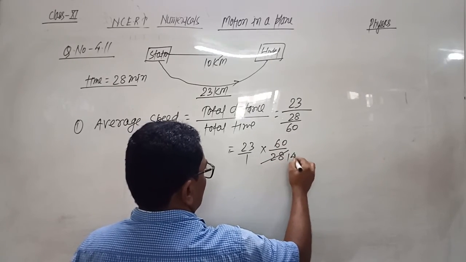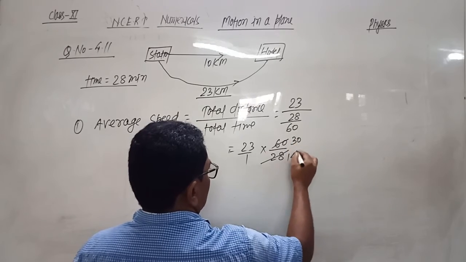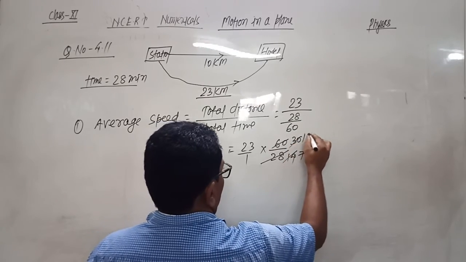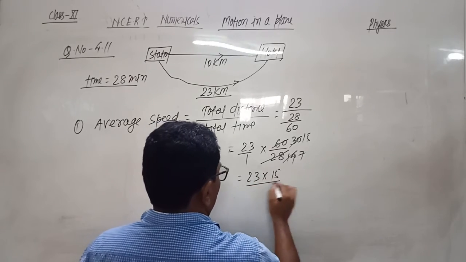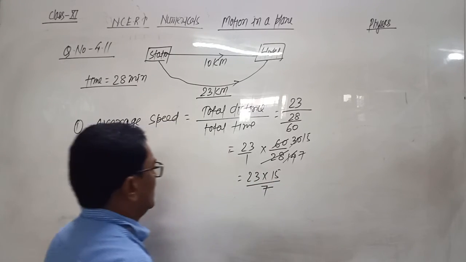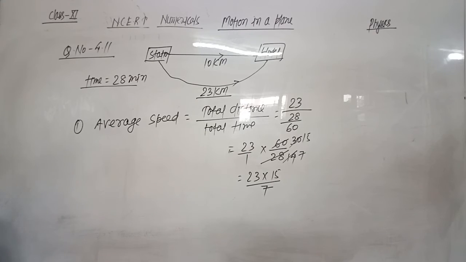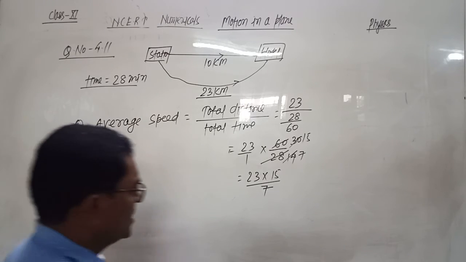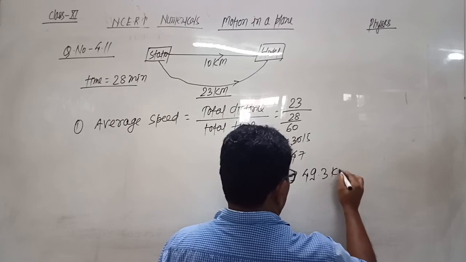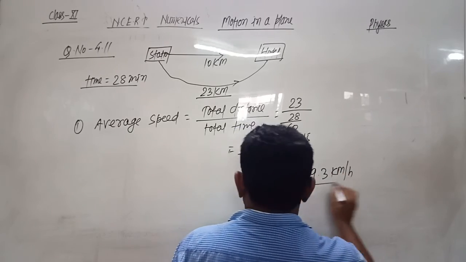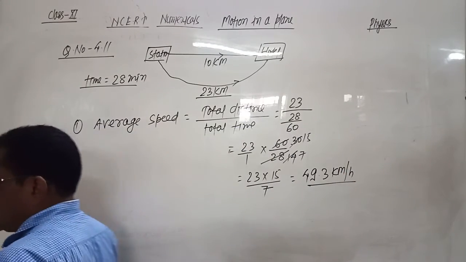Dividing by 4, 7 twos are 14 and 15 twos are 30, so we get 23 into 15 upon 7. This rounds off to 49.3, which equals 49.3 kilometer per hour. So this is the average speed.